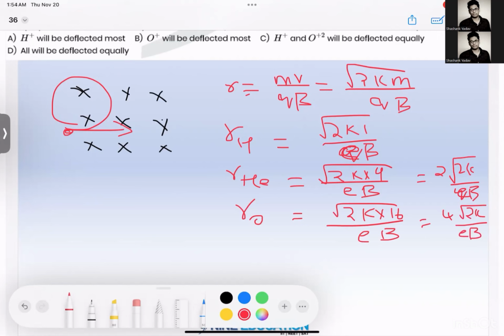Therefore, we can say that oxygen will be deflected the most because it has a bigger radius.